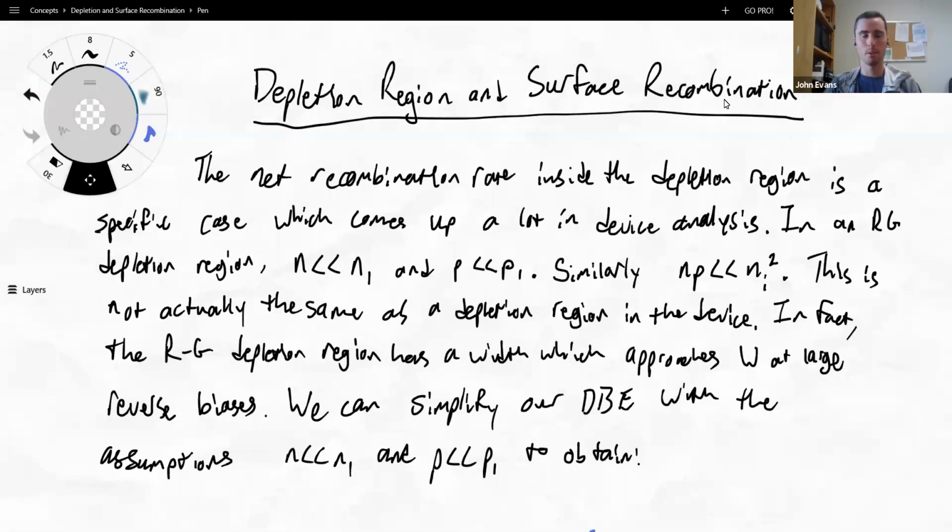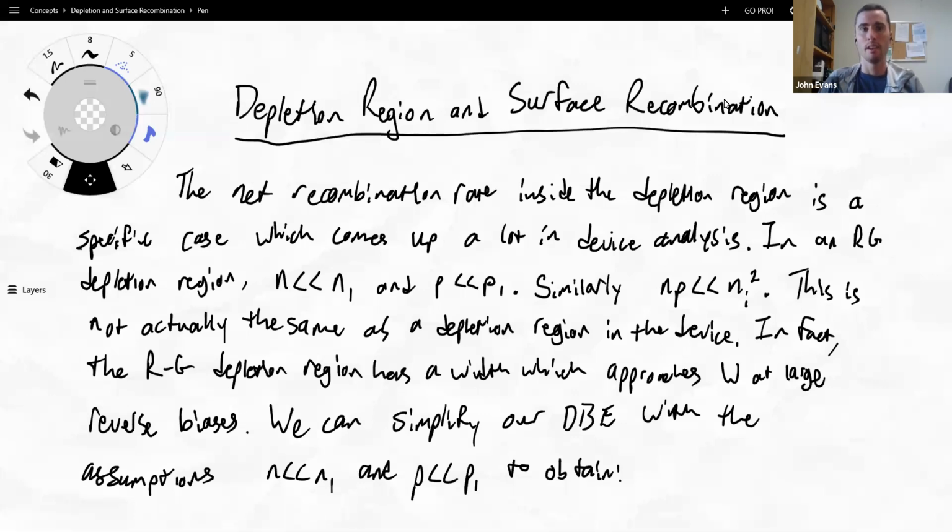All right. So this lecture, we're going to wrap up the physics side of this course by finishing up our primary discussion on the depletion region and surface recombination. Recombination in the depletion region and at the surface.